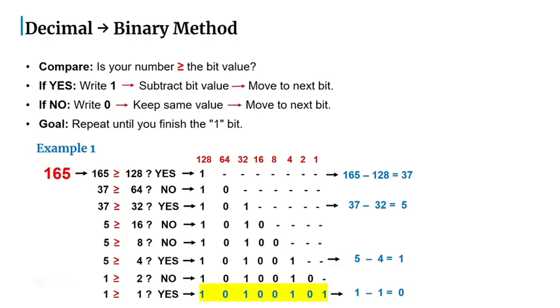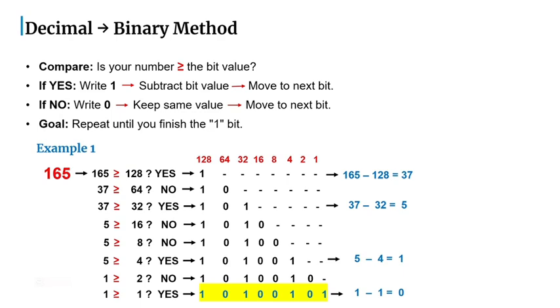Now, how do we go backwards from decimal to binary? We use a subtraction comparison test. You ask yourself, is your decimal number greater than or equal to the bit value? If yes, write a 1, subtract that bit value, and move to the next position. If no, write a 0, keep your number, and move on.